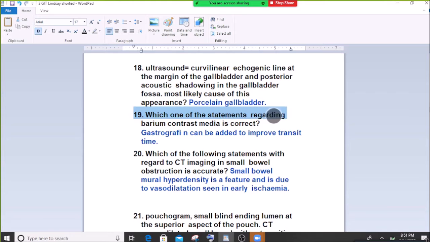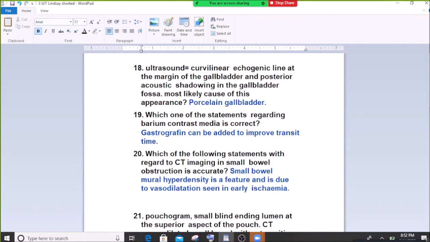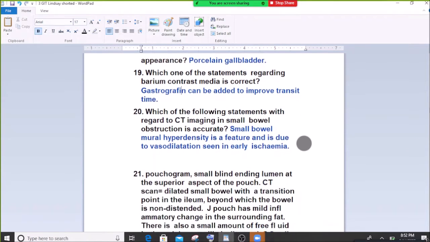Question 19. Which one of the following statements regarding contrast media is correct? Gastrografin can be added to improve transit time. In barium contrast media, gastrografin can be added to improve transit time.